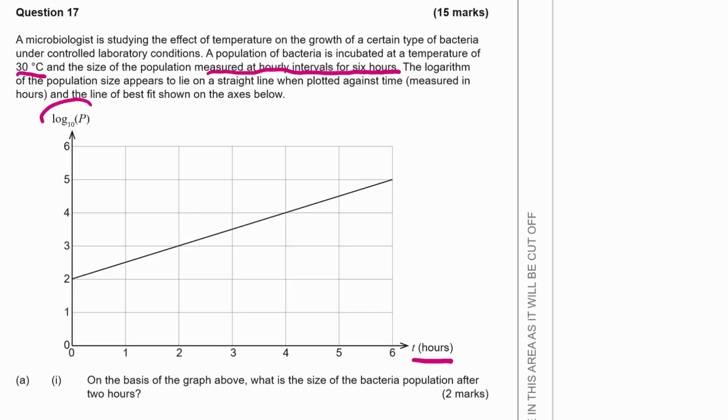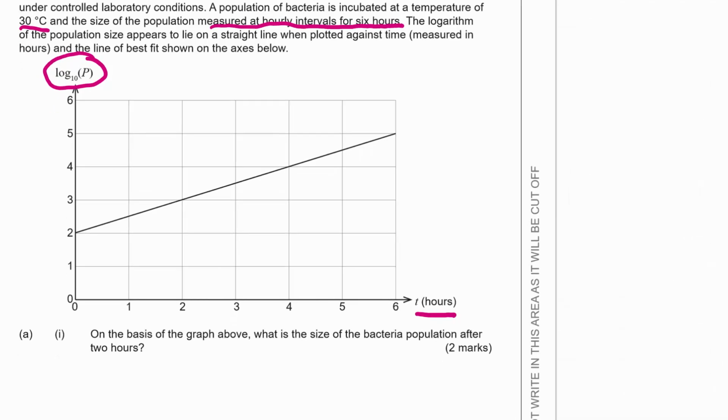The logarithm of the population size appears to lie on a straight line when plotted against time, measured in hours, and the line of best fit is shown on the axis below. On the basis of the graph above, what is the size of the bacteria population after 2 hours? So after 2 hours, we can see that log to the base 10 of p is equal to 3. Just read it from the graph. And so that means that p is 10 cubed, which is 1,000.